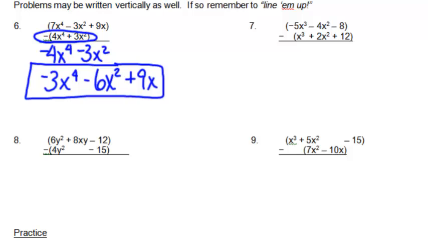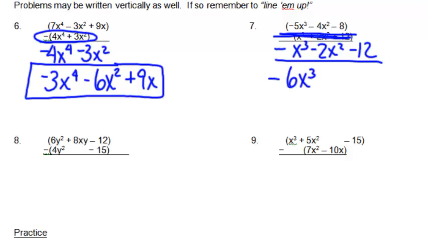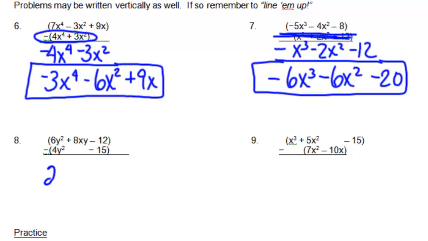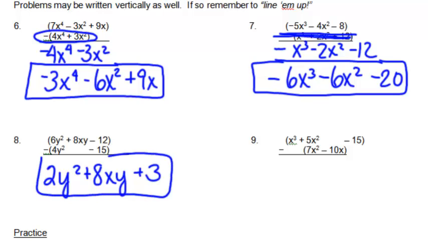If I rewrote number 7, I would get subtracting x cubed, subtracting 2x squared, subtracting 12, and I would ignore that line, and now I would go ahead and combine, giving me negative 6x cubed minus 6x squared minus 20. Final answer. Number 8, 2y squared plus 8xy, that's plus 3. All right, and number 9, we're going to get x cubed minus 2x squared plus 10x minus 15.